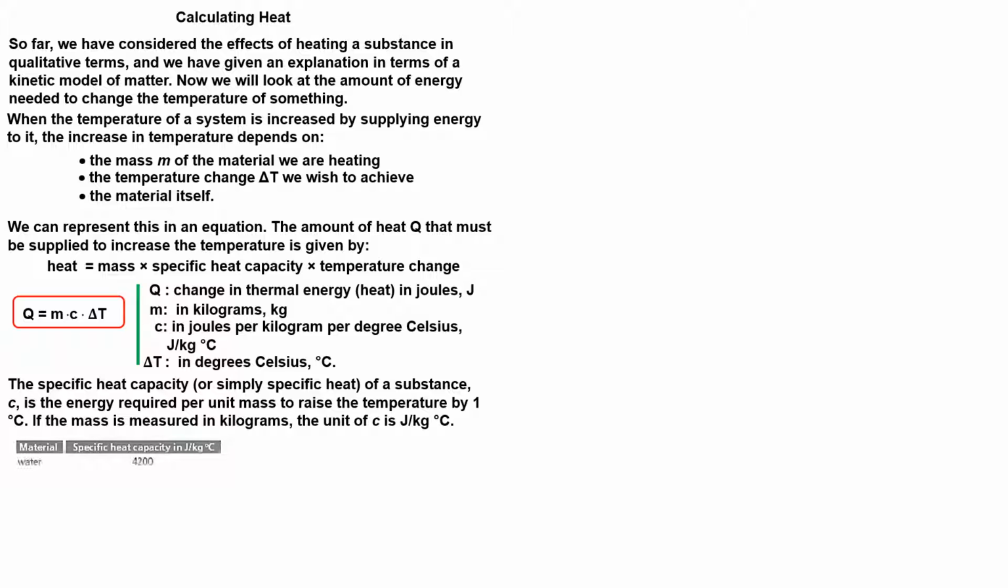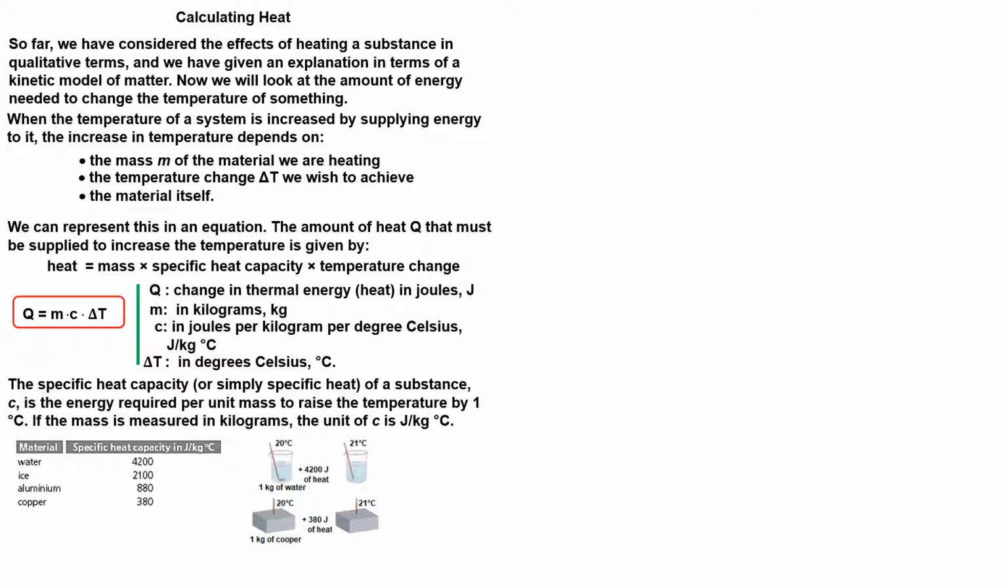Specific heat capacities of some materials. You should notice that the specific heat of water is much bigger than other substances. Pay attention in this example. 1 kilogram of water needs 4,200 joules to increase its temperature by 1 degree Celsius, and 1 kilogram of copper needs 380 joules to increase its temperature by 1 degree Celsius. Water needs much more energy to increase its temperature by 1 degree Celsius than the same mass of copper.